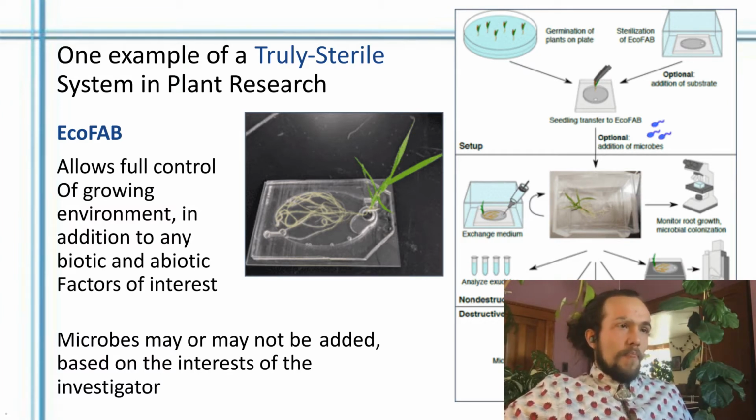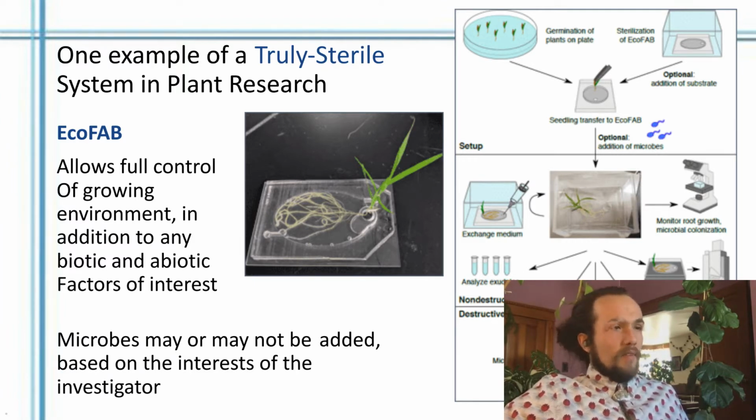throughout the system. You can non-destructively sample this system, and then when it is time to fully harvest and see how your plant did, you would destructively sample it, check out the microbes, check out the roots, and check out the shoots. These are typically employed in metabolomic or molecular biology-related studies for plant metabolism, and this is about as sterile as we can get in plant research.